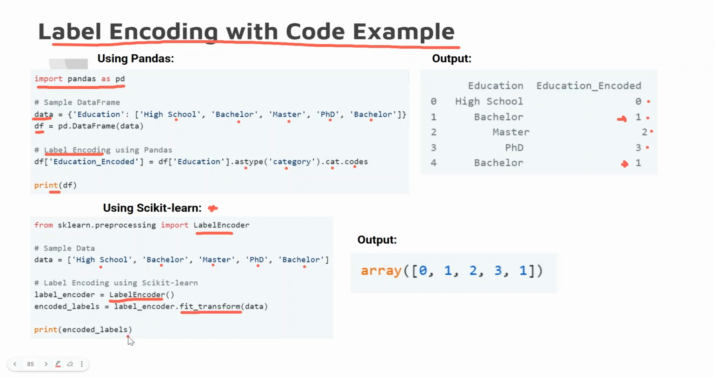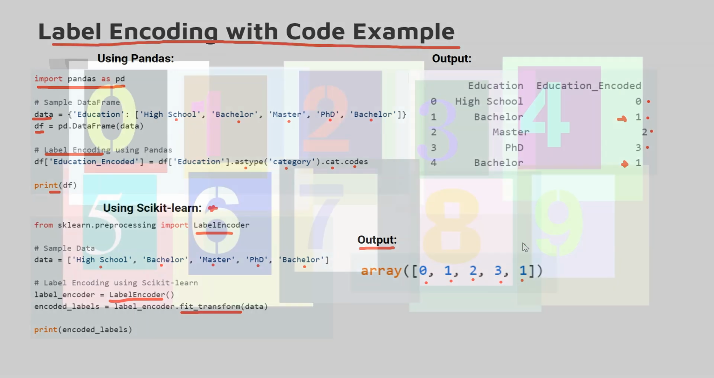When we look at the output, we see this array corresponds exactly to the encoded values from pandas. High school equals 0. Bachelor equals 1. Master equals 2. PhD equals 3. Bachelor equals 1. As a summary, label encoding changes each unique category into a number.